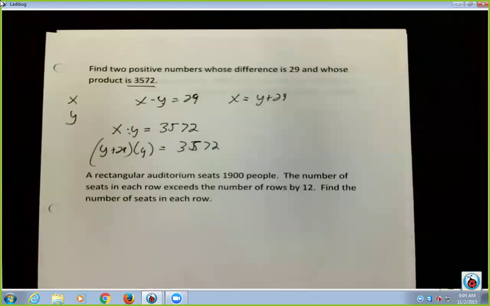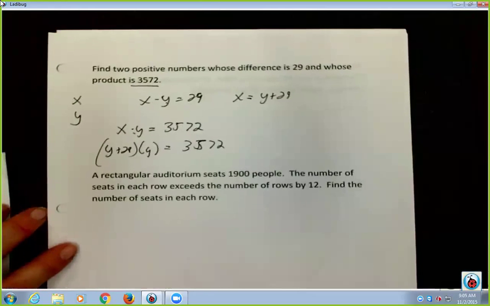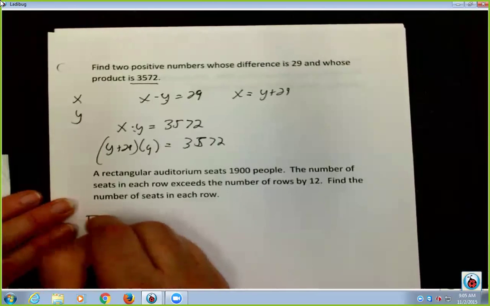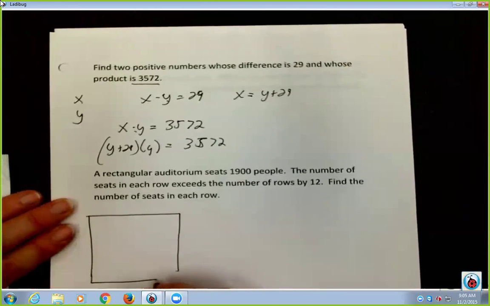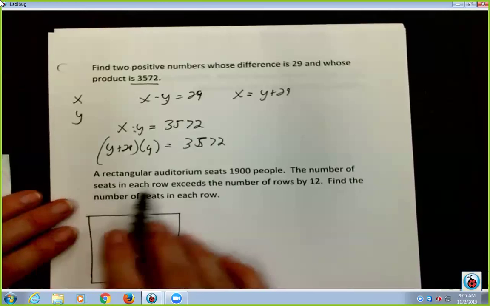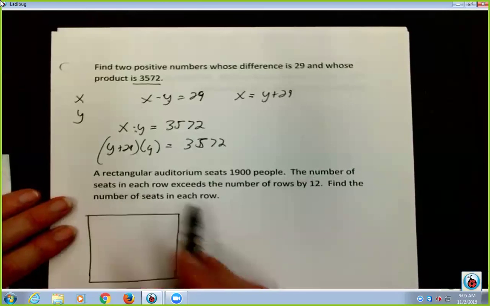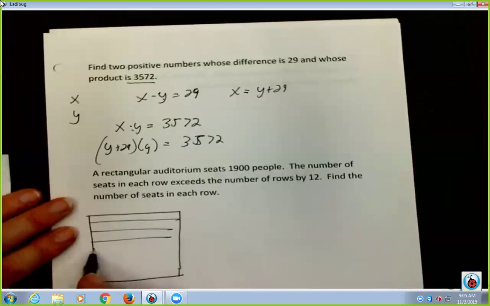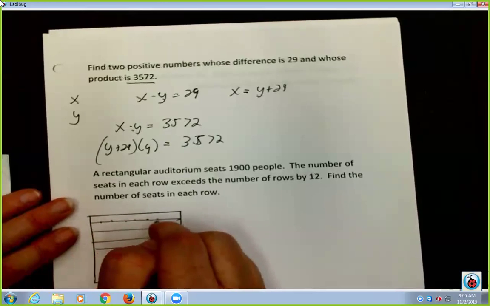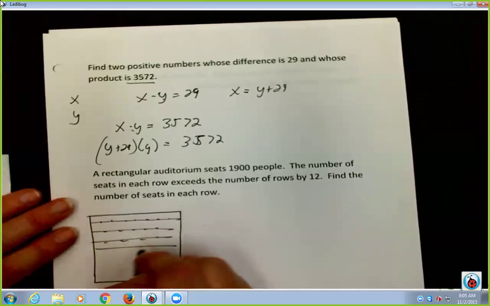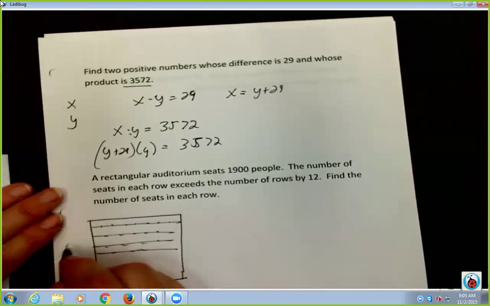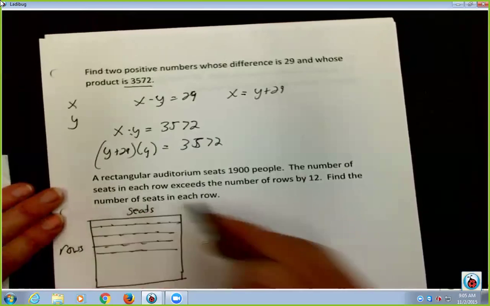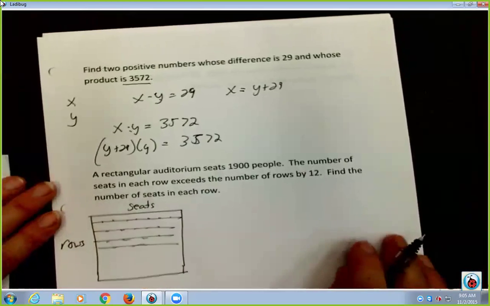The next one is a rectangular auditorium, and this one you will see. I know it shows up in there. So if you got a rectangular auditorium, like so, the number of seats in each row, so if I have rows and seats, so one is rows and one is seats when I look at my equation for this.